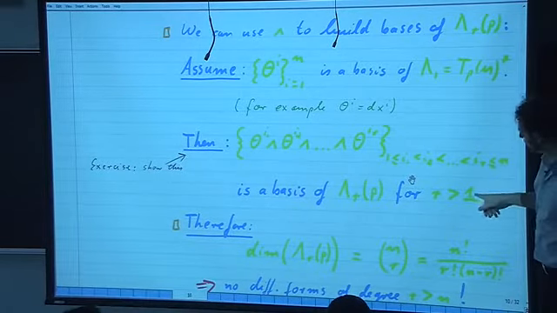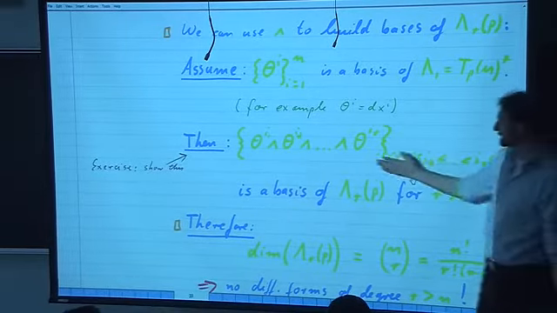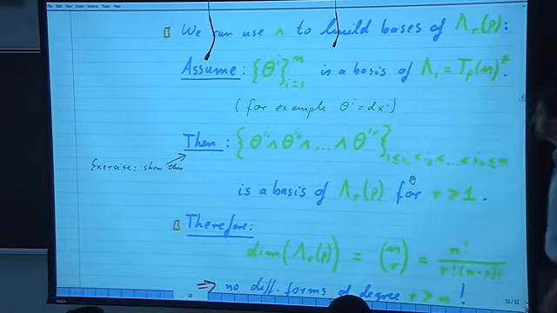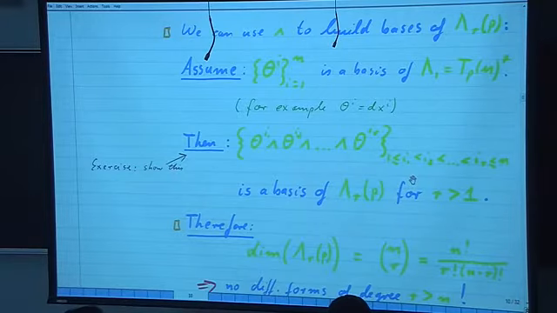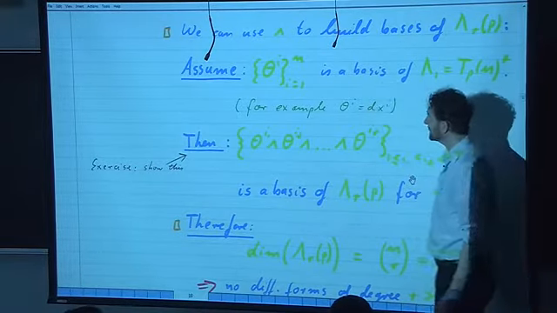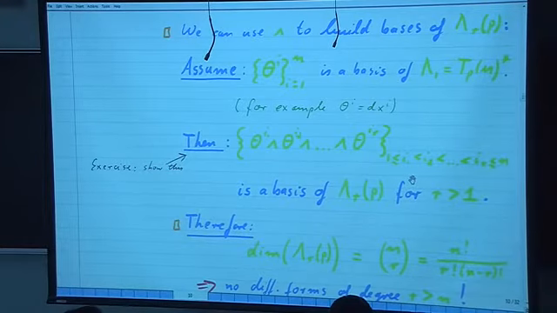For R larger than 1. For R equal 1, it's trivial because we are just dealing with the cotangent space, and these guys themselves, by assumption, form a basis. And for R equals 0, well, at the point, it's just a number. We don't need a basis there, we have it already.